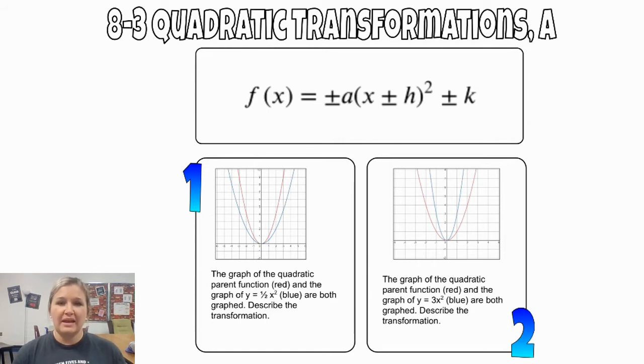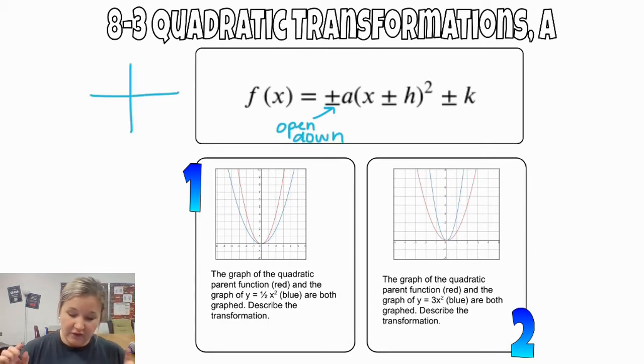So we're looking at that A that's out in front. And that A is going to do two things. If it is positive, it doesn't change anything. It's still going to open up. But if it's negative, it's going to make that parabola open down. And so that's how you would word that, that the negative would make it open down, which means it would look like an N. So if I had a negative A, it would look something like this, like an N instead of a U.